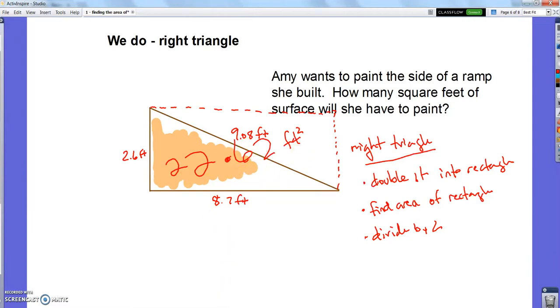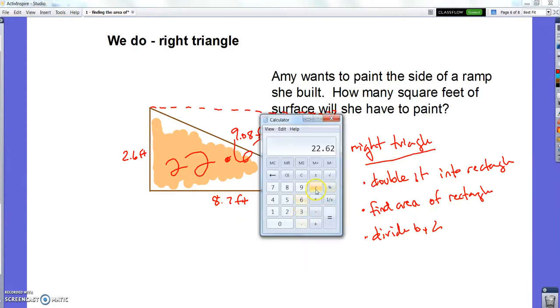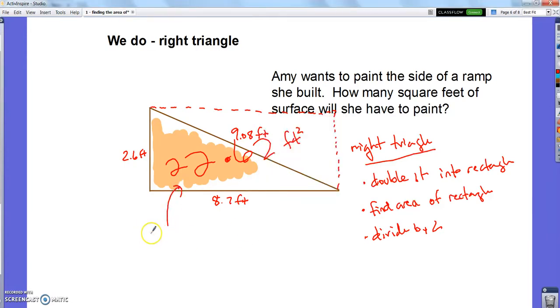So if that whole thing is 22 62/100, this triangle I'm looking at is half of the rectangle. So all I have to do now, double it, find the area of the rectangle, and then divide by 2. And so the triangle had an area of 11 31/100 square feet. So that's how much paint you'll need. That's how you do a right triangle. Double it, find the area of the rectangle, divide it by 2.